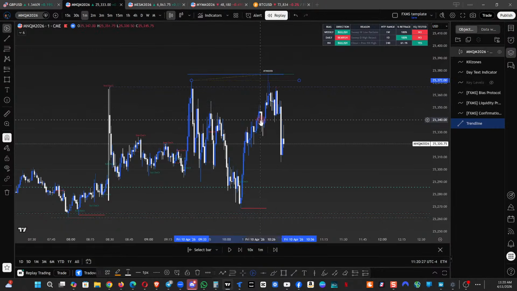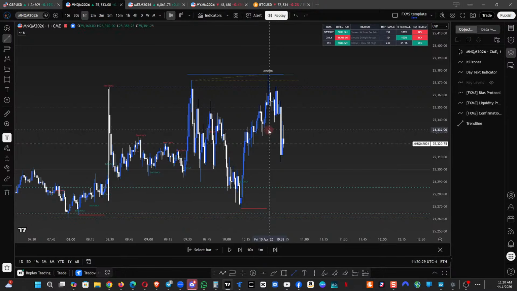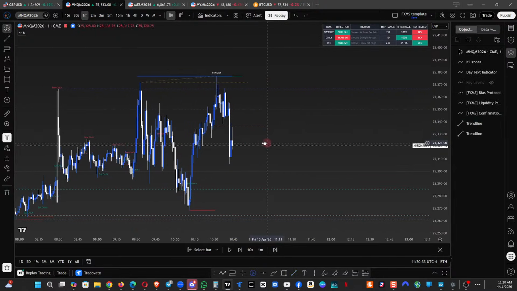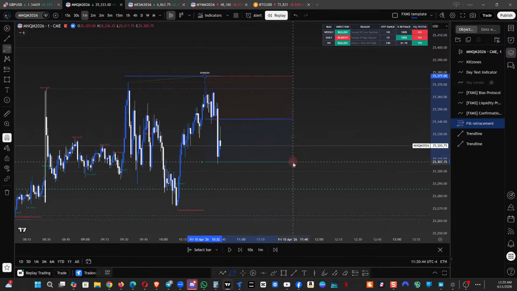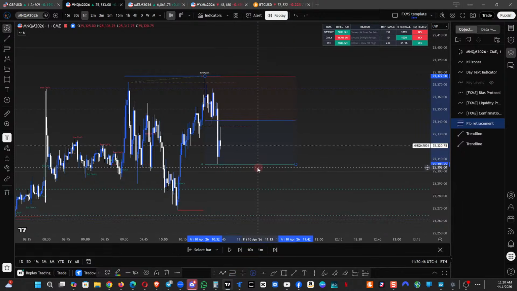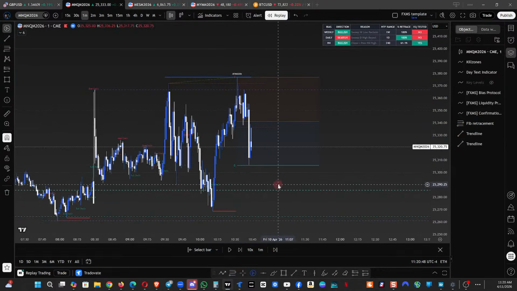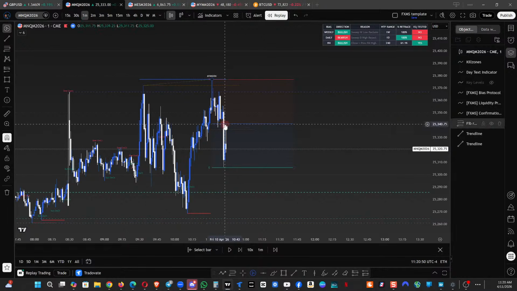And then we have our change of character. Okay, change of character here. All right, I think that is the last swing. Yeah, so okay, change of character there. Then we have retracement, right? We've got our range, high to low. Okay, and an order block inside the premium.